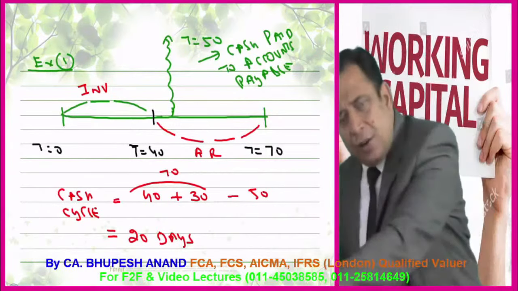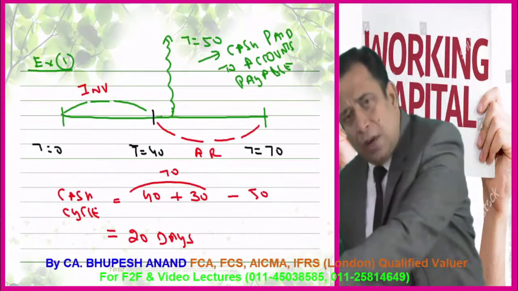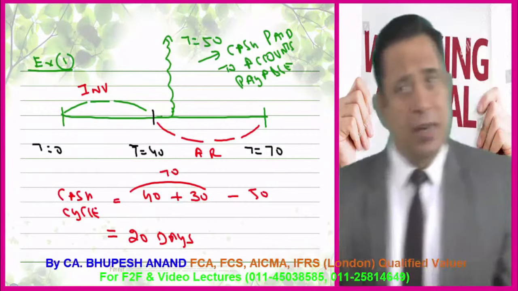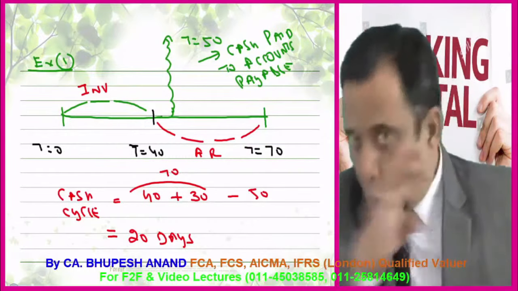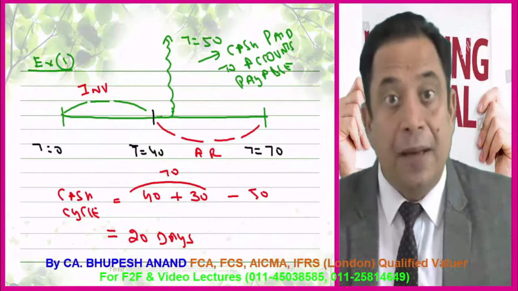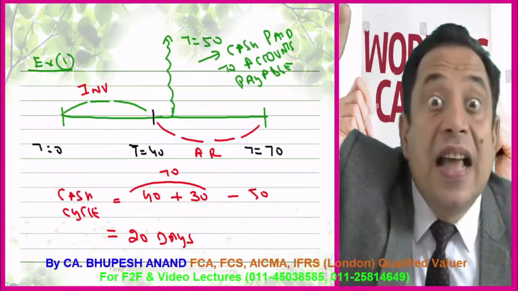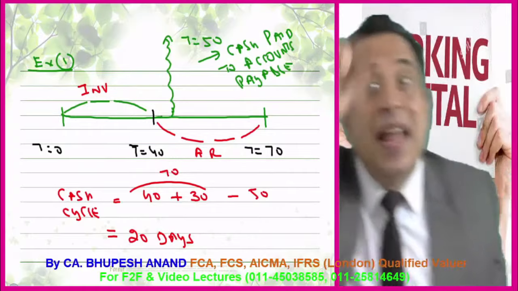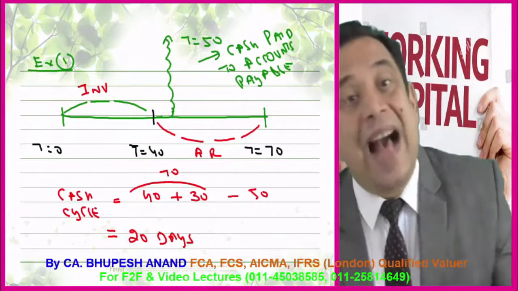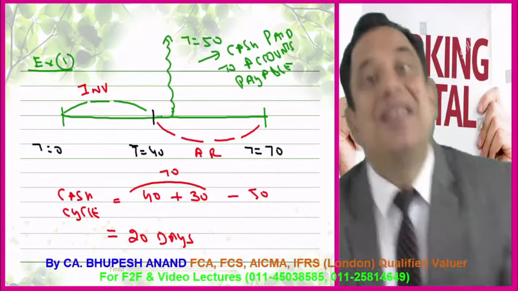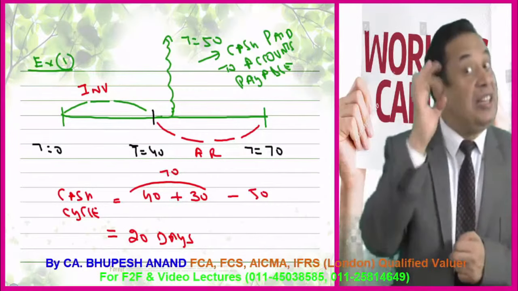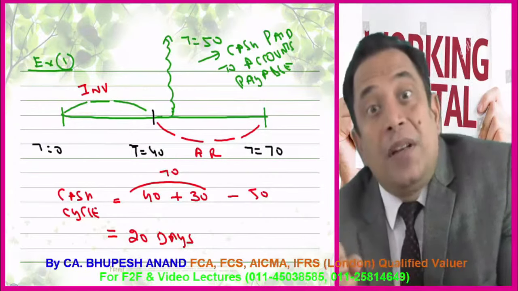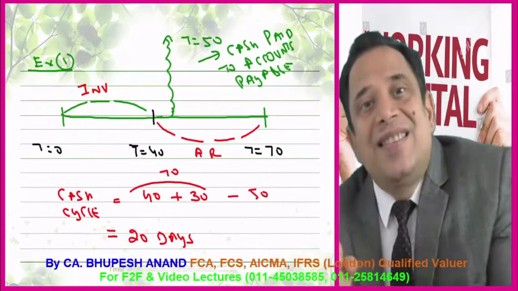This is the formula which we will be using. I have prepared a scenario example, a diagram, a timeline for you. Let T0 be this, T40 is the inventory cycle, and T70 is the total because we are preparing a timeline. It means 30 days is the accounts receivable period, 40 days is inventory, and suppose we pay cash to creditors after the 50th day. It means we are getting credit on raw material from suppliers for 50 days.